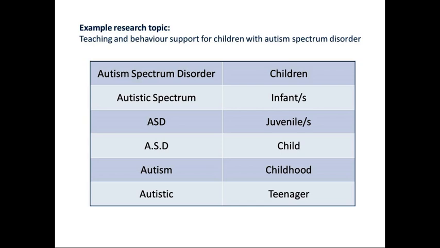So from all of those potential keywords we have an absolute maximum of two searches rather than you having to do autism spectrum disorder and children, autism spectrum disorder and infants, autism spectrum disorder and juveniles. So we've made your lives a lot easier. At least I hope so.